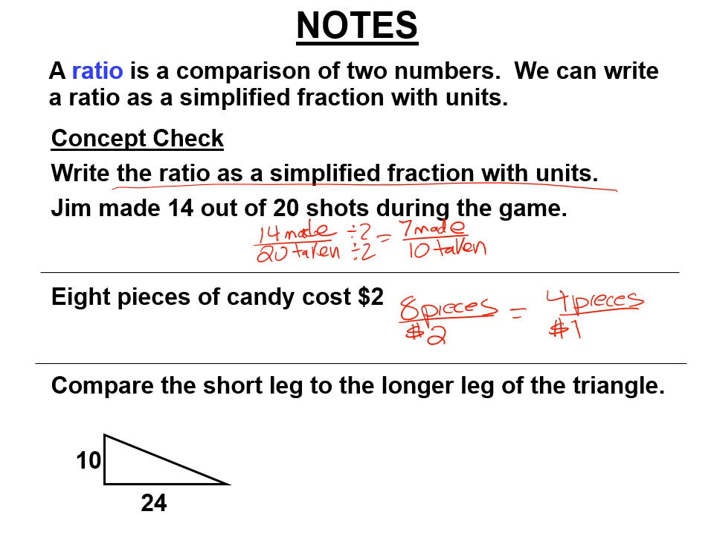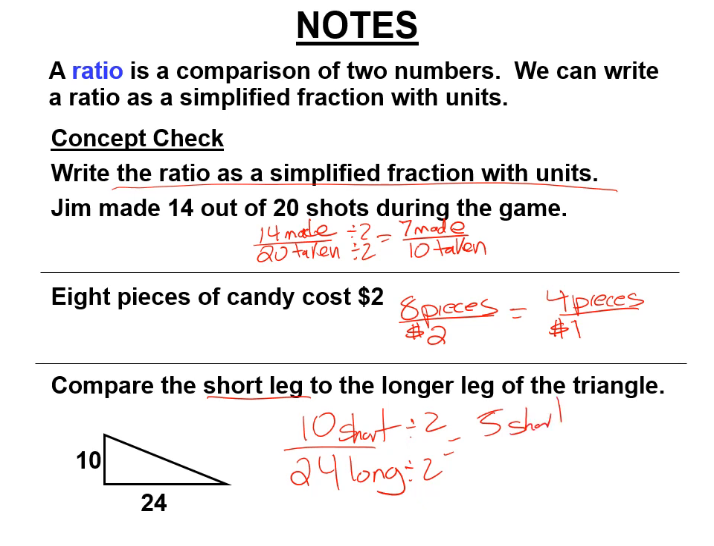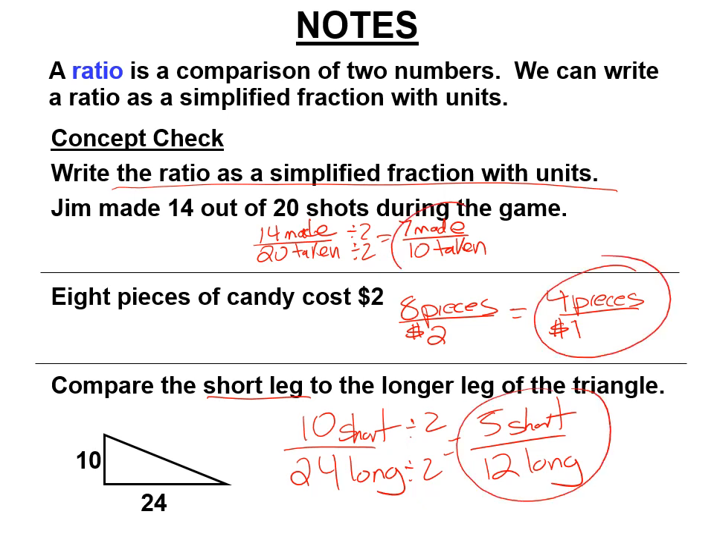All right, so compare the short leg to the long leg. Well, the short leg has to be the smaller one, but you have to put some words on it, right? So it's 10 short to 24 long, but again, we're not leaving it that way. We're simplifying our fraction. And so it's 5 short to 12 long. So that's called a ratio, a simplified fraction with units.